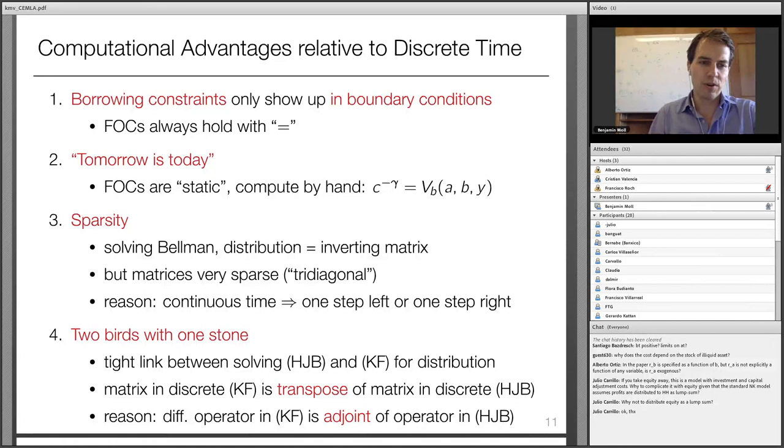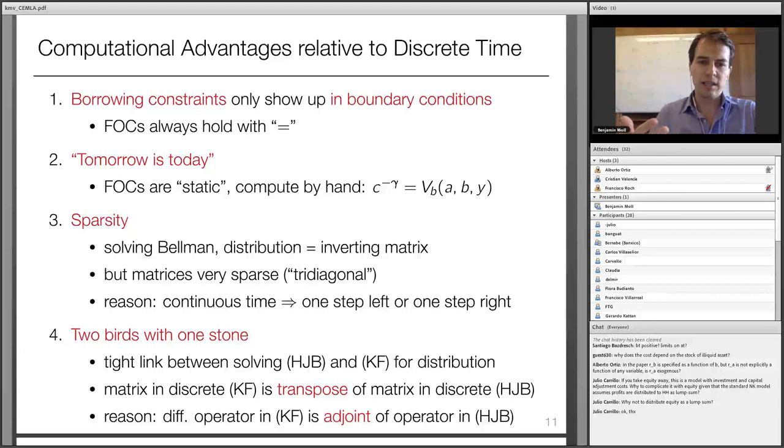So the first thing is continuous time is very convenient if you have borrowing constraints, okay? And in particular, borrowing constraints, rather than showing up in first order conditions as inequalities, only show up in boundary conditions, okay? And you should look at this paper here with Achdou, Han, Lasry, and Lions to look at that. But basically, the key thing is that first order conditions always hold with equality in continuous time.